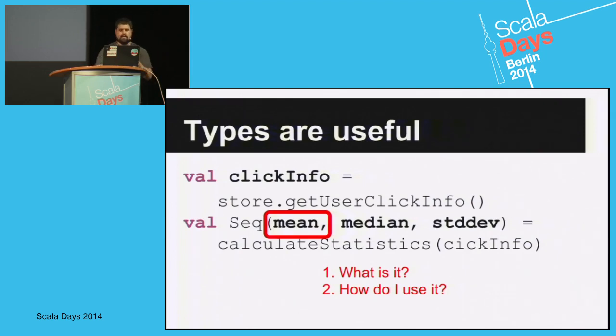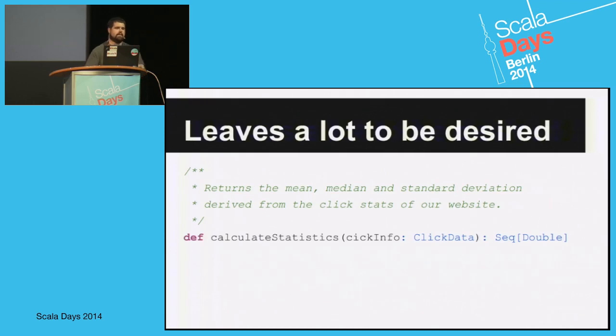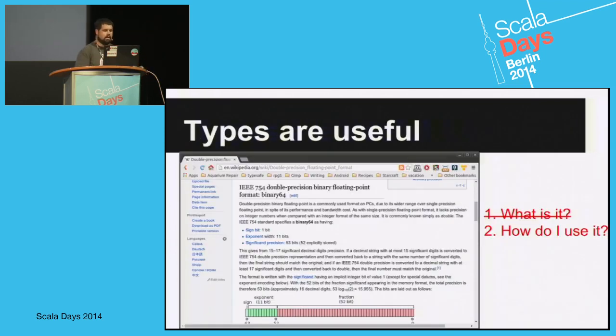So we know we're going to get this sequence: a mean, median, standard deviation. That's what we named our variables. But as a consumer of this API, I have a few questions. Primarily, what is it and how do I use it? Anytime you give me something, what is it? How do I use it? So mean, if we go back, this is a sequence of double. So mean is a double. Well, let's look at what a double is.